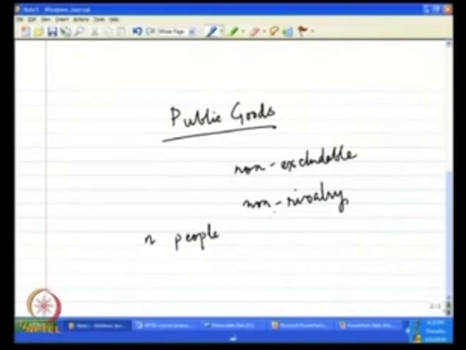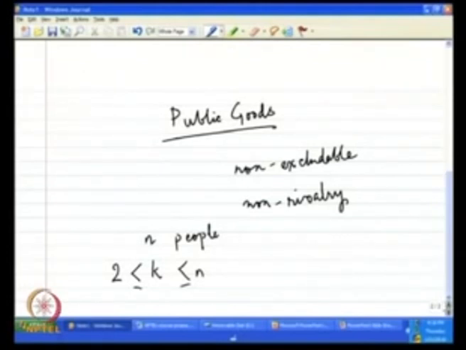And all of them can use this public good, but to construct this public good, to make it happen, you need k contributions from n, not n people, but k people, where k is greater than or equal to 2, less than or equal to n. So, all of these people who are agreeing to contribute are going to pay the equal amount of money.